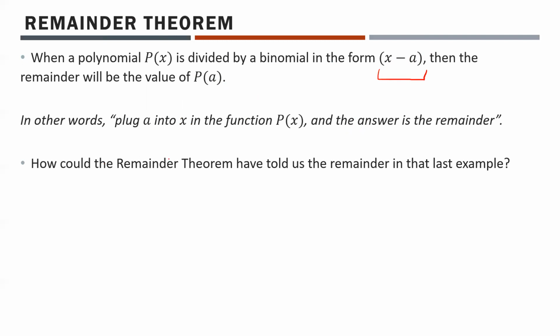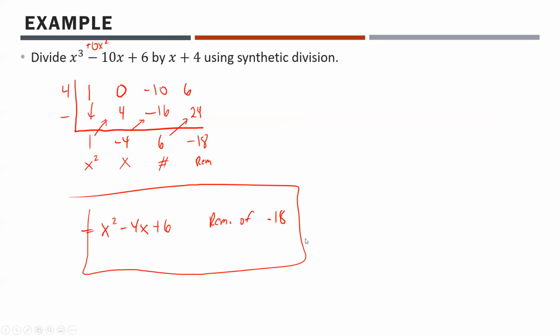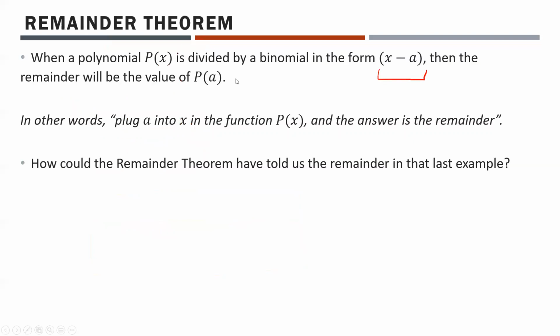So how could the remainder theorem have told us the remainder in that last example? Well, let's look at what we were dividing by before. In the last example, we were dividing by x plus 4. Remember, in this remainder theorem, we need to have it in the form x minus a. So really, it's like we were doing x minus negative 4. So you could say a was negative 4 in that last example, because x plus 4 is the same thing as x minus negative 4.